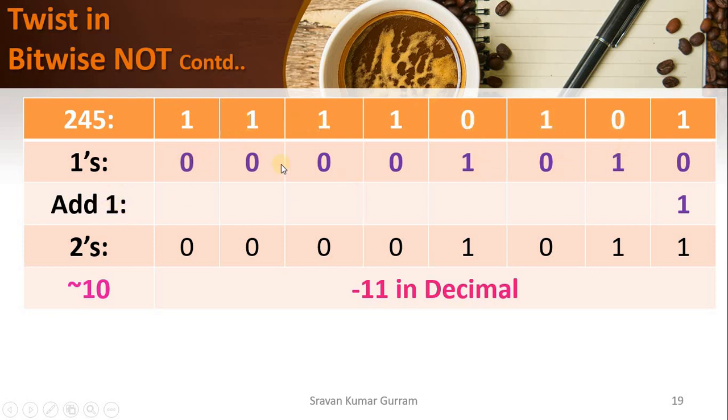Then add 1 to this 1's complement value. So we are adding 1, following binary addition rules. 0 and 1 is 1, and 1 as it is, 1, 0, 0 as it is, and so on. Remaining all are as it is. This value is 2's complement of this 245. Then this 2's complement of 245 will be converted into the decimal value. That decimal value is minus 11. In this way, we are getting minus 11 as the final value of Bitwise Complement.